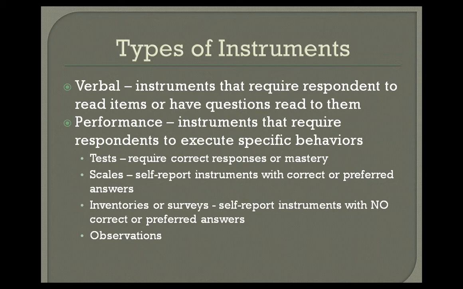Inventories, although people don't always use these terms that way because Beck called his an inventory when it was actually a scale. Inventories are surveys, are self-report instruments with no correct or preferred responses. So say, for example, if you were given an instrument about your career preferences, well, there's no perfect answer. There's just what you would prefer to do for your career. And finally, we have observations. For example, observations of what our students are doing or observations of someone swimming. These are other types of instruments.